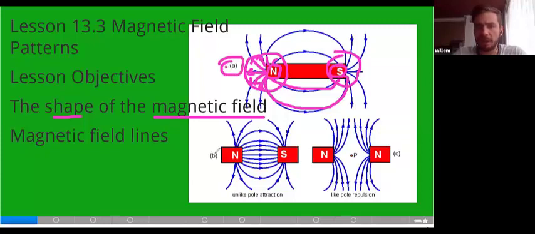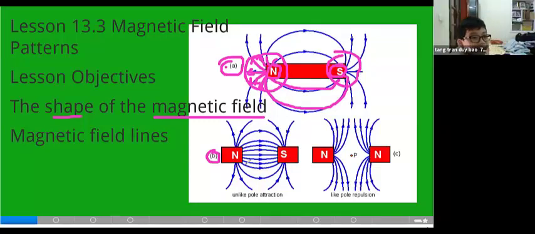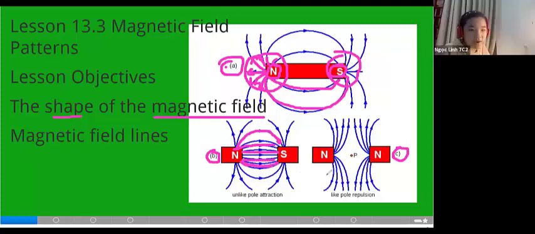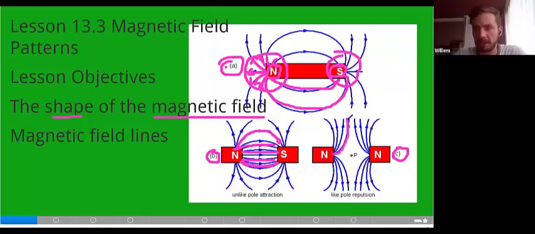Now, okay, this is picture A. If we look at picture B, what can you tell me about these two magnets? You can clearly see with the magnetic field lines that they are attracting each other. Okay. And what can you tell me about picture C? What can you see happening here? They repel. Okay, repel. Can you see that these magnetic field lines do not interact with each other, they repel each other.